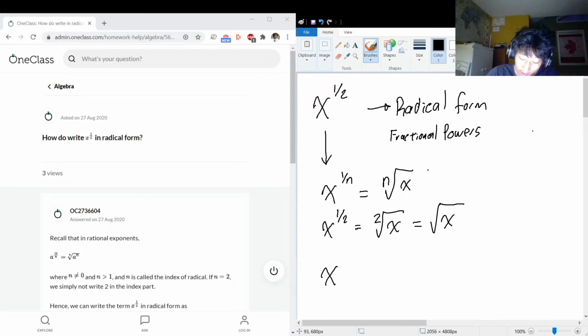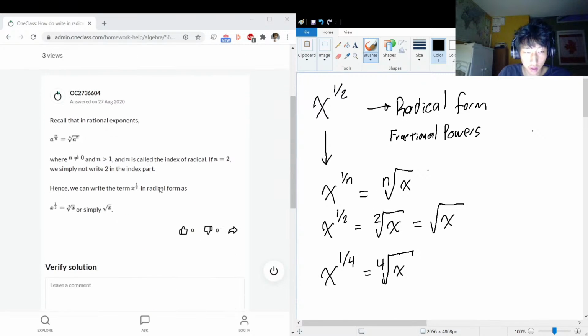Now if we had something like x to the power of 1 over 4, you would need to specify that it's the fourth root. And you can go the other way too. If you have something under the root, you can convert that to a fractional power, which might be easier for you to deal with in your calculators and such. But in different situations, you'll do different things. But yep, they got the situation right here.